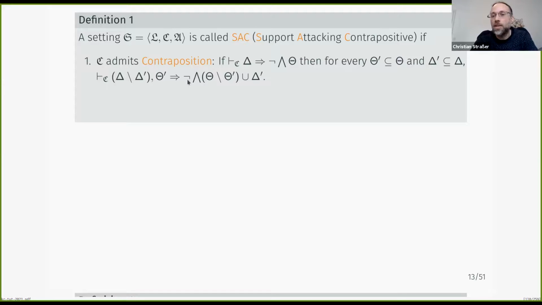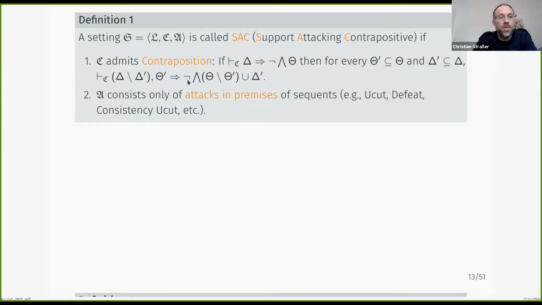Just here is a negation, huh? Don't overlook that. So this is a typical instance of contraposition. We also only need this instance of contraposition to be admissible in order for things to work. The other thing is that the attacking rules should only consist of attacks on premises.